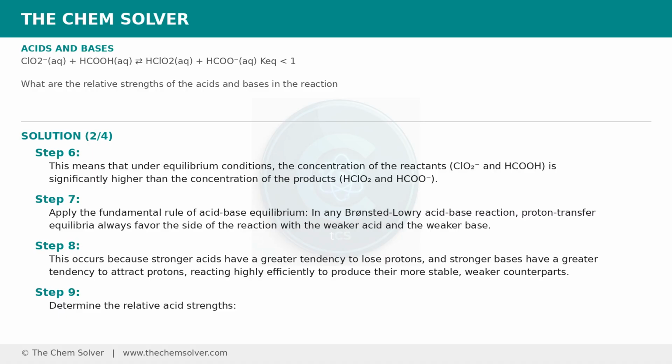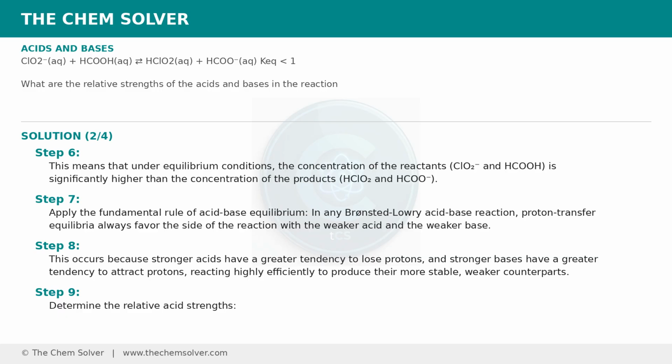Apply the fundamental rule of acid-base equilibrium. In any Bronsted-Lowry acid-base reaction, proton transfer equilibria always favor the side of the reaction with the weaker acid and the weaker base. This occurs because stronger acids have a greater tendency to lose protons, and stronger bases have a greater tendency to attract protons, reacting highly efficiently to produce their more stable, weaker counterparts.